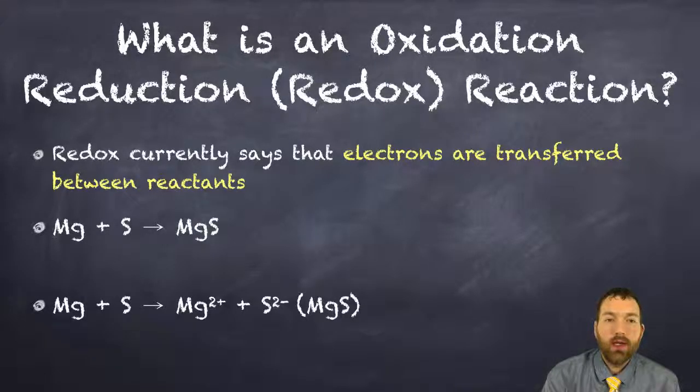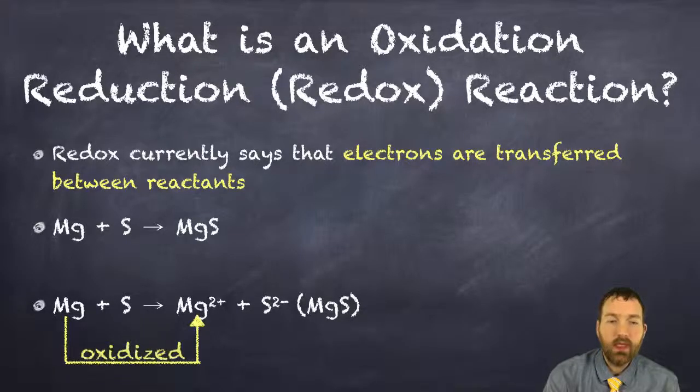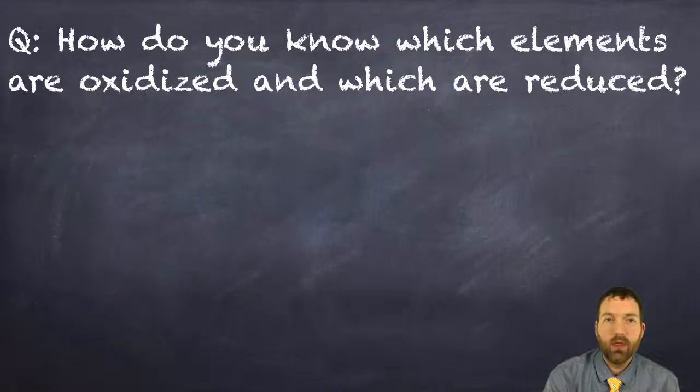So I'm going to rewrite it here, showing that the product, magnesium sulfide, is actually a magnesium ion and a sulfide ion, just for simplicity's sake. So in this case, the magnesium atom transitioned to a magnesium ion. It was oxidized when it did this. So one reactant is always oxidized in any redox reaction. The other reactant is reduced. So in this case, the sulfur atom was reduced to become a sulfur ion in this equation.